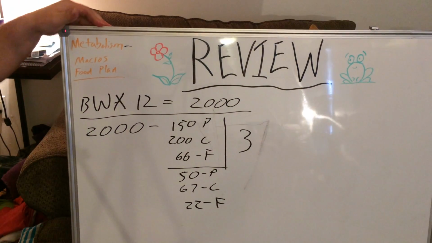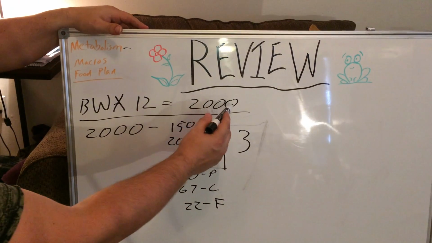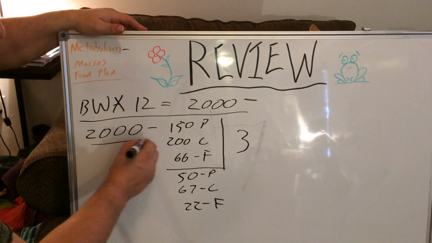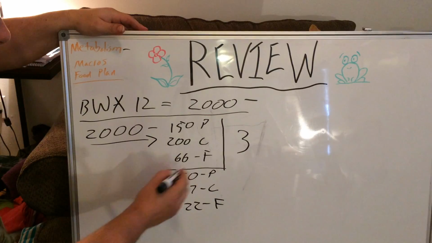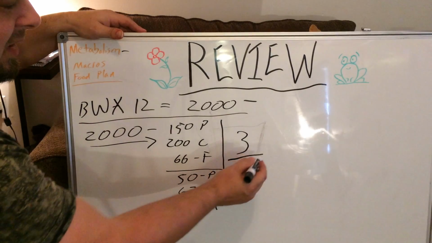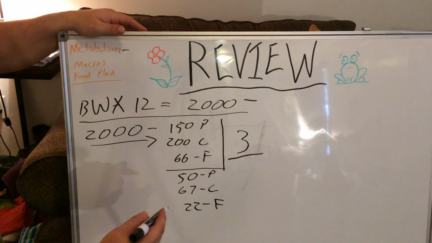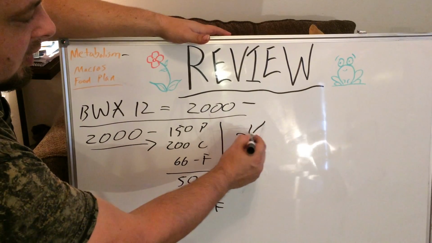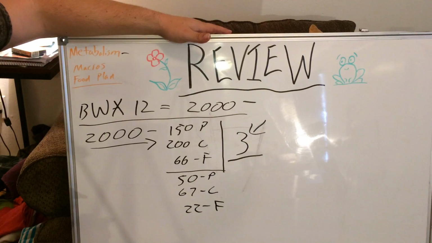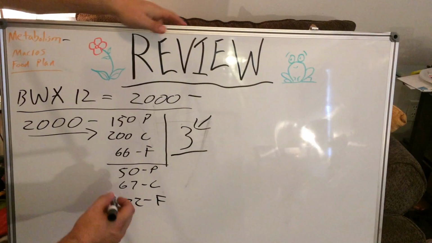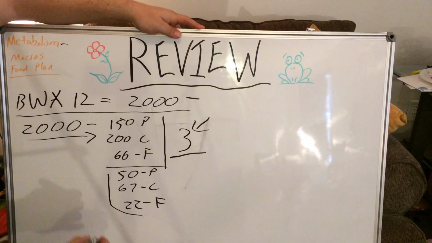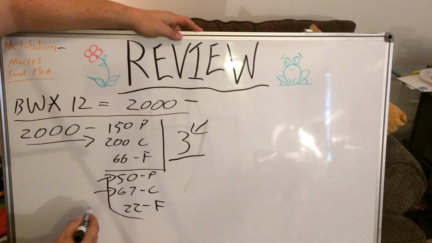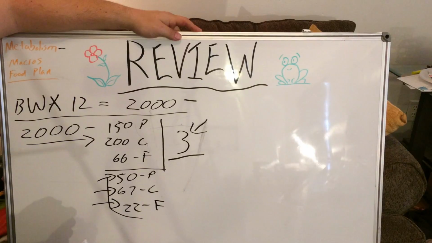Okay, so this is going from beginning to end. Body weight times 12, you get your calorie count. You break your calories down into macros. And then you break those macros down into how many meals you're going to eat for the day. For our number, we're doing 3 for our setup. Then you take these numbers and you look for foods. You look for a protein source, a carb source, and a fat source.